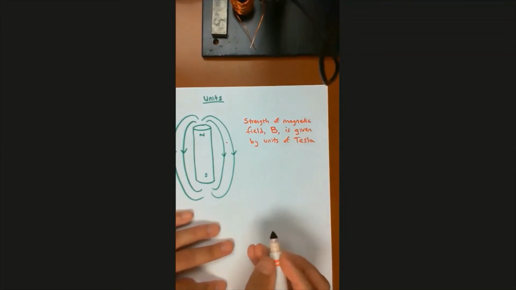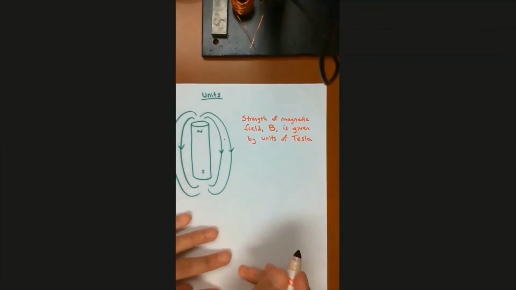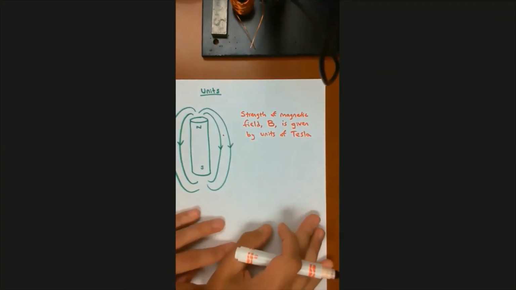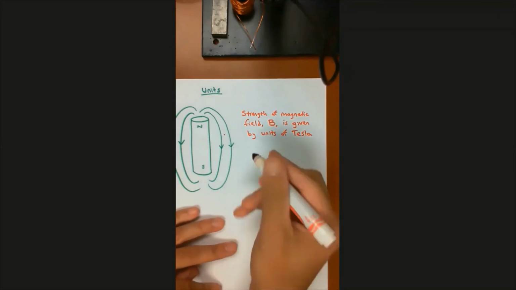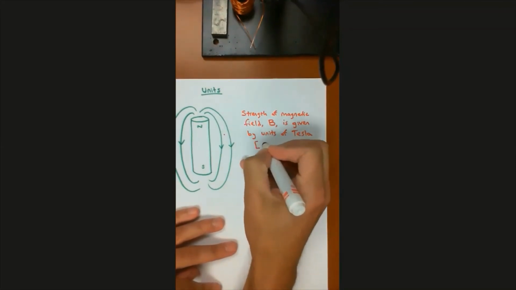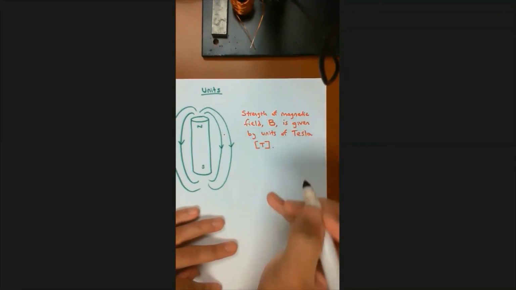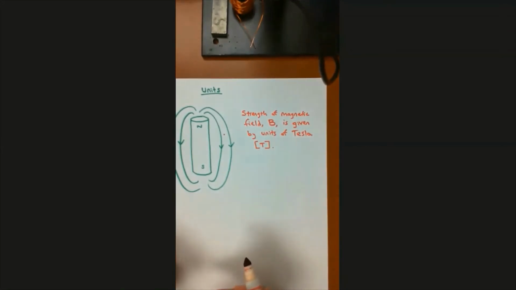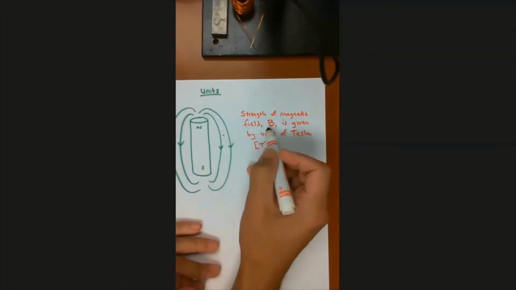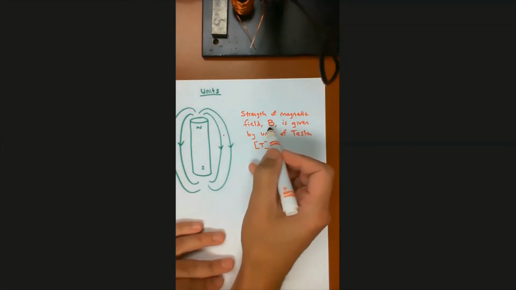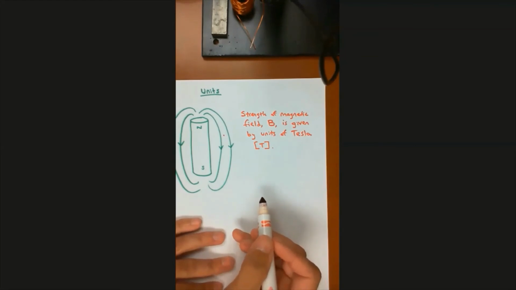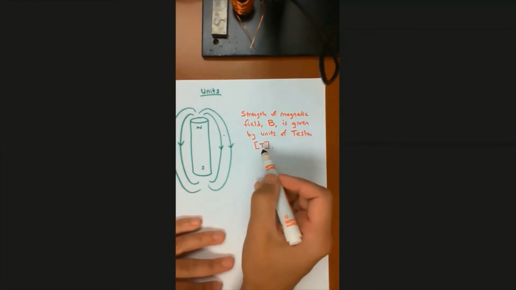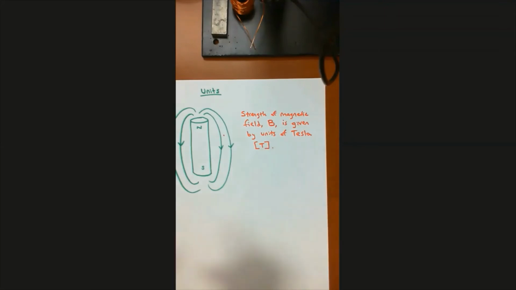T-E-S-L-A, spelled just like the man or the car company. Most people are probably more familiar with the car company at this point. And we usually just abbreviate that capital T. All right, so the magnetic field is otherwise known as B. B indicates the magnetic field. The strength of B, which is the strength of the magnetic field, is given by units of Tesla, which are capital T. All right, so that's important to know.